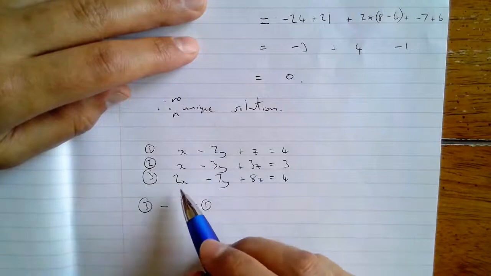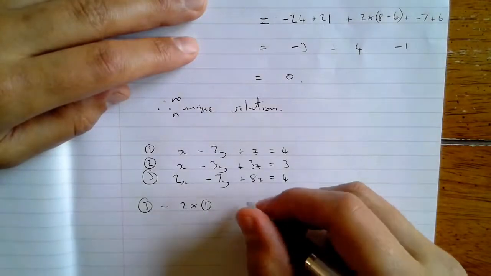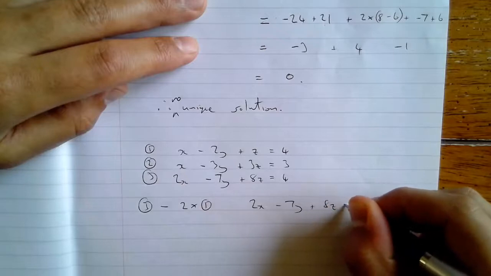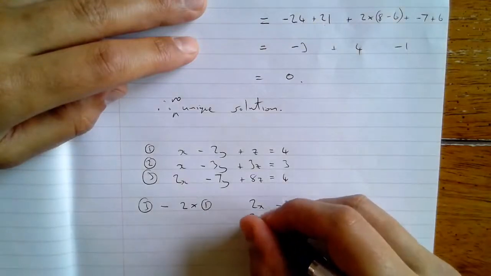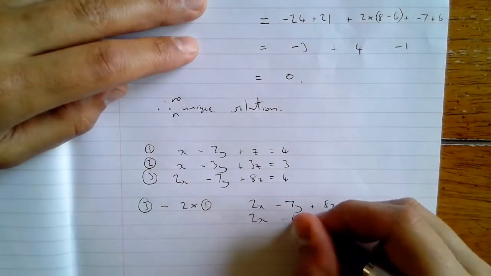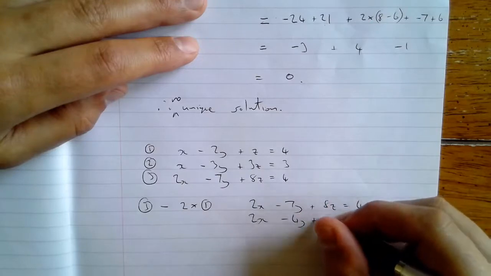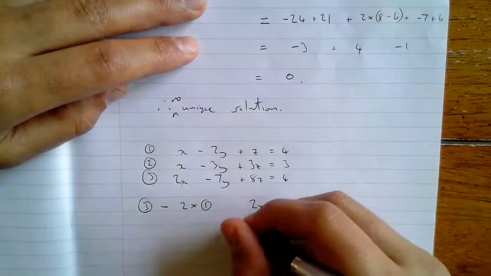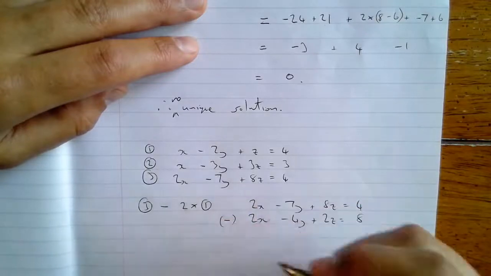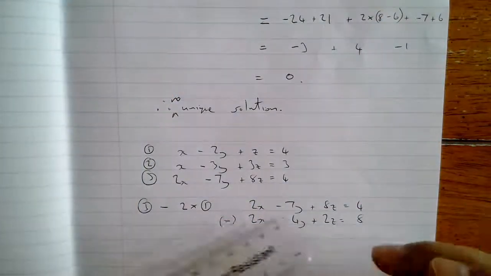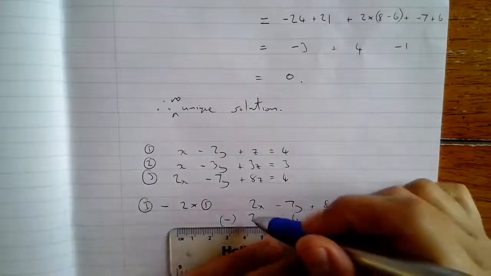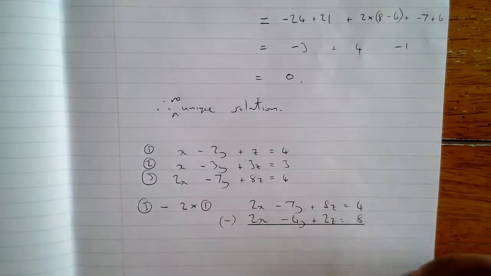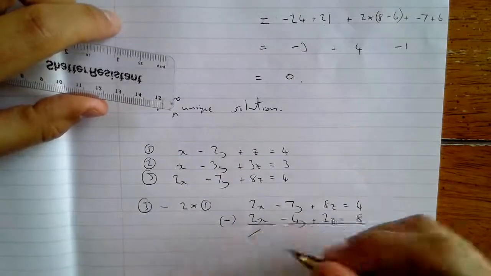So if I do 3 take away 2 times 1, then I've got 2x minus 7y plus 8z equals 4, and 2 times 1 is 2x minus 4y plus 2z equals 8. I'm going to take one away from the other. I would strongly suggest that you do write this out because it is far too easy to make a mistake and it takes literally seconds to write it out again. So the x's will kill each other.